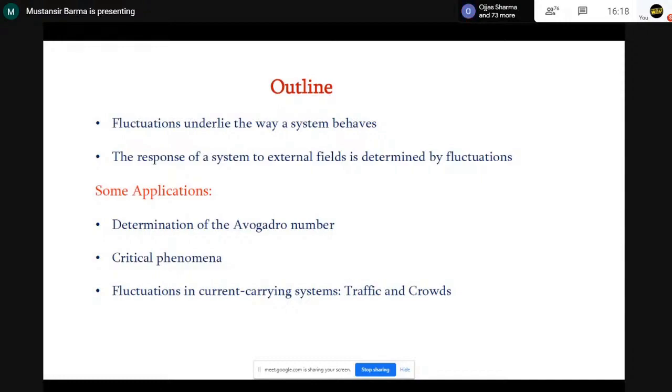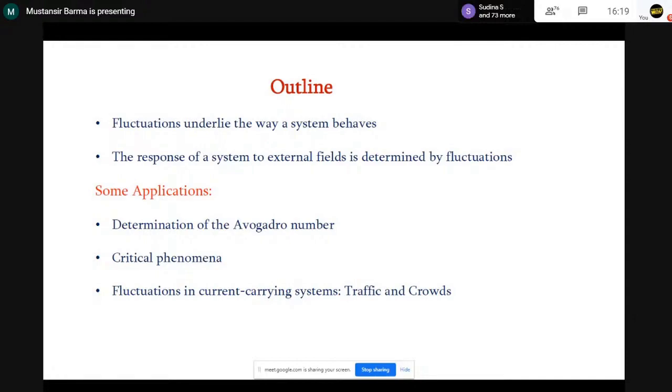I'm meandering. What I wanted to say is that Avogadro's number, of course, is a crucial number in science, but Avogadro did not know what the number was. It took several years before the number was known, and the way it came about is what I'll tell you about today. Also, the study of critical phenomena, the behavior near the critical point, which is a very special point in the phase diagram of a fluid or a magnet, is also totally governed or dominated by fluctuations, is the point I wanted to make.